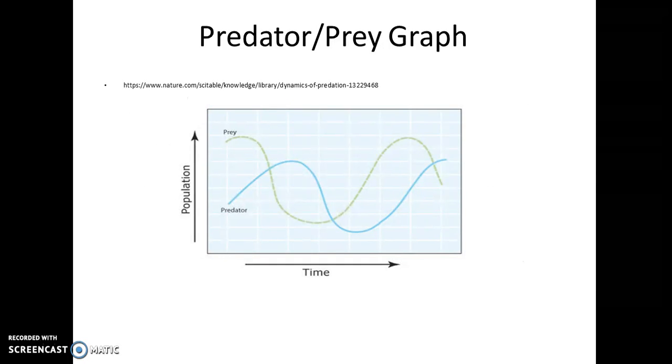Now, the first population to increase or decrease will be the prey population. So as the prey population numbers are high, we see an increase in the predators. When they see an increase in predators, the prey population drops down. When the prey population drops down, the predators drop down. When the predators drop down, the prey increases. Up and down, in and out. So these two population cycles are linked.